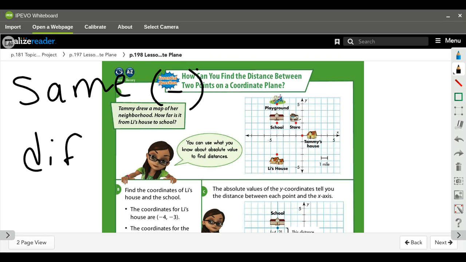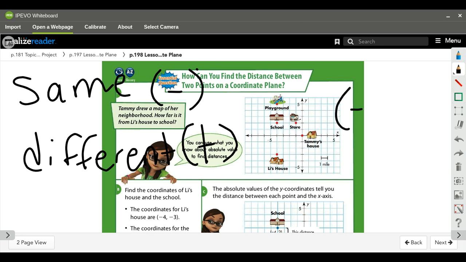Different, you add. So because they are in the same quadrant, I'm going to subtract the y coordinates of the school and the playground. I'm not going to subtract the x coordinates because the x coordinates are going to be the same. School is going to be -4, 2. The playground is going to be -4, 5.